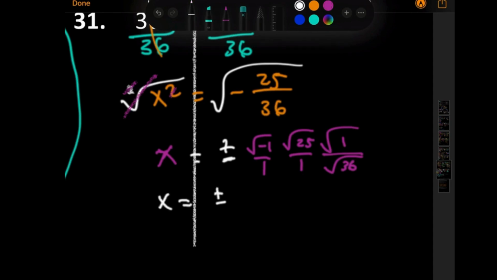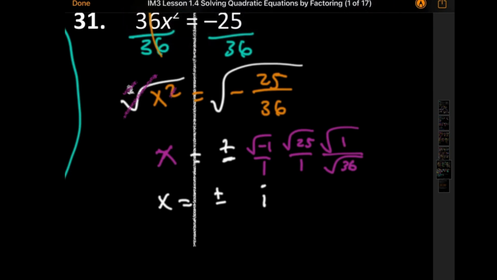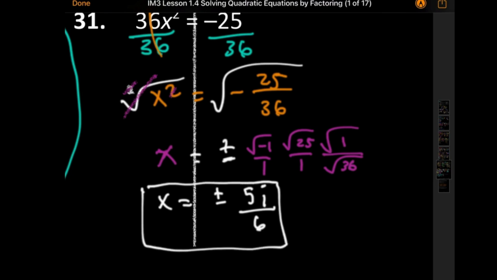So I have square root of negative 1 is i. The square root of 25 is 5, which you'll notice is in the top of the fraction. And the square root of 36 is in the denominator. Square root of 1 is 1, so we just keep that up there. And then the square root of 36 is 6, but it's in the denominator. So here are our answers.